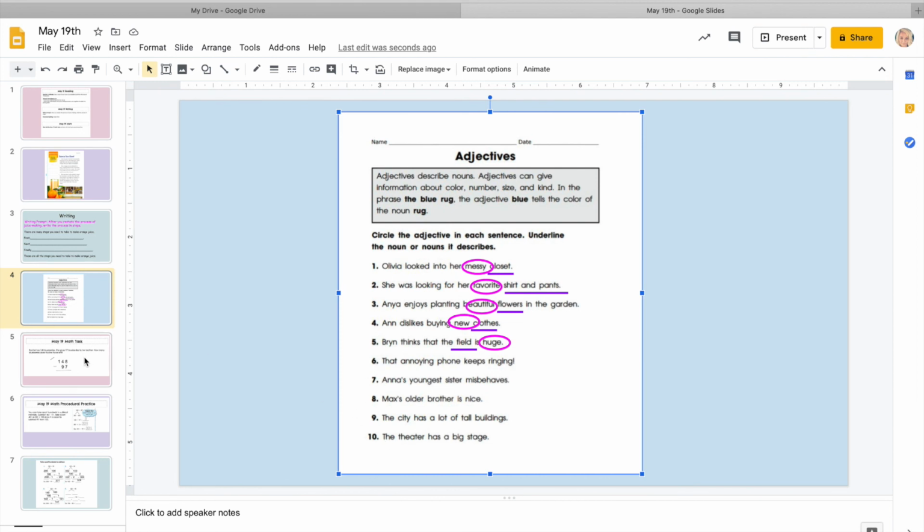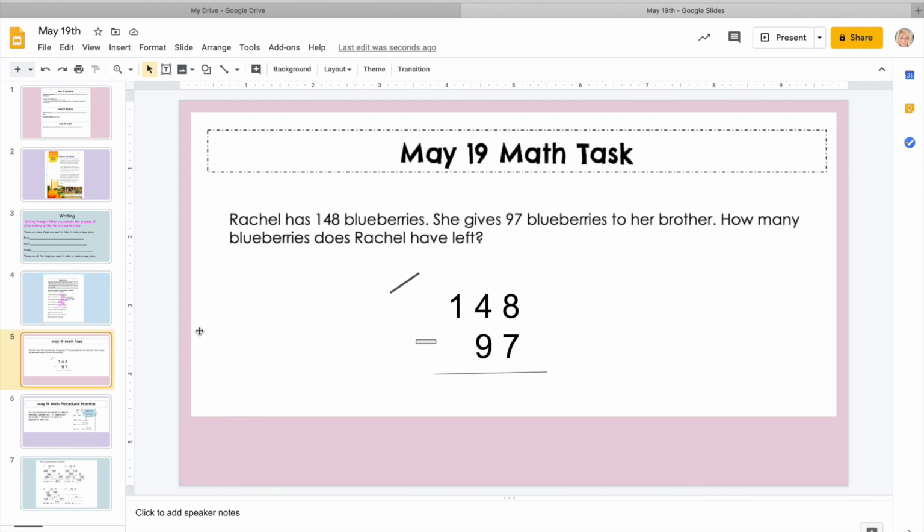So let's go ahead and move on to some math today. We have a math task where we're going to work on multi-digit subtraction. We're kind of getting away from the addition, where we were looking for the sum. And it looks like we're getting into multi-digit subtraction where we're going to be finding the difference. So we're going to have some, and then we're going to be taking some away, and we need to figure out how many are left.